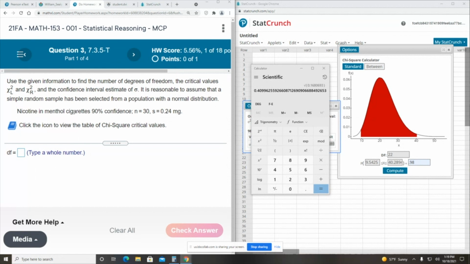What is our sample? Our sample is a bunch of cigarettes. And we're noticing the different quantities of nicotine in them. And for some strange reason, we want a 90% confidence interval. I don't think this is very standard.